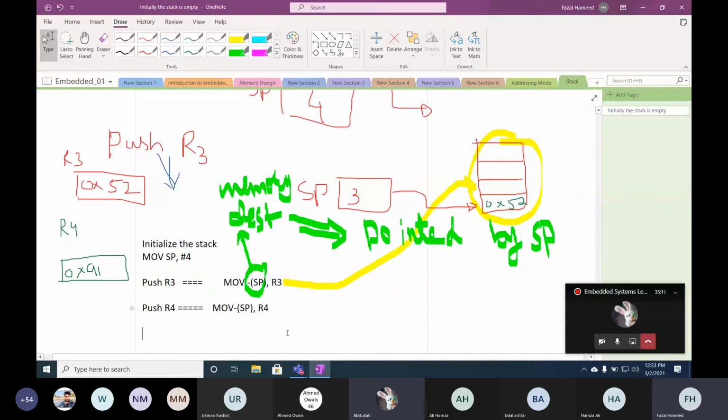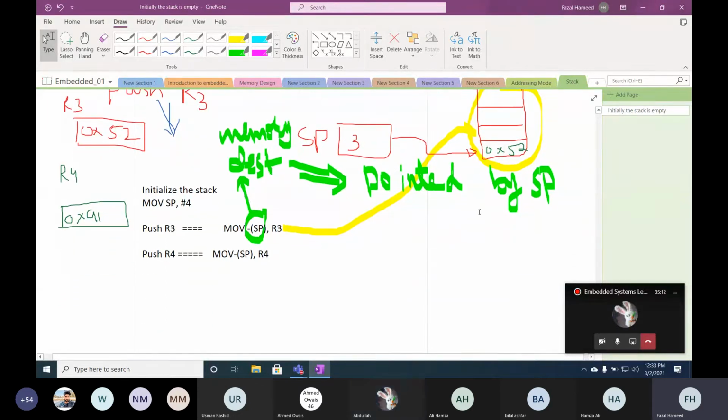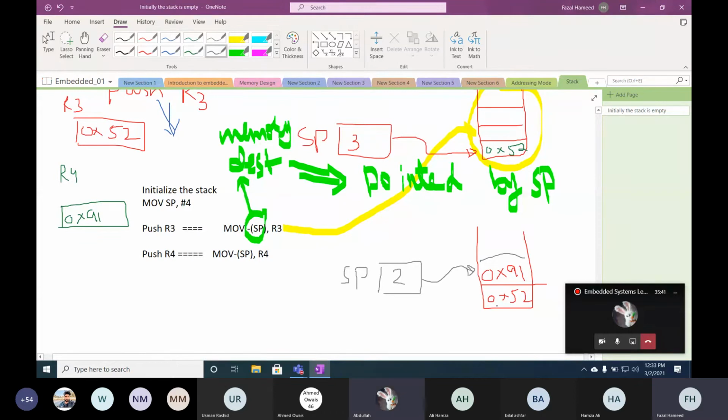So what will now be the status of the memory? How will the memory look? Now we have 4 locations. The first location has 0x52. The next location will be 0x91. Once you do it, first you will decrement the stack pointer. So the stack pointer is now the value of 2. First it will be decremented, and then the element will be inserted. So it will be pointing to this location.